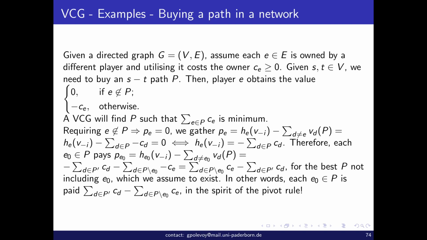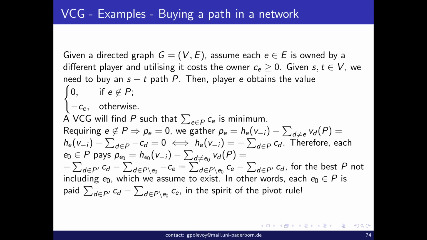Now, given a directed graph, we assume that we want to... Okay, first of all, the players are those who own edges. This basically identifies edges with the player. So each edge is owned by another player. So identify edges with the player. And we utilize the edge. If you utilize the edge, it costs the player some positive or negative cost. So in other words, the player gets the utility of minus this cost.